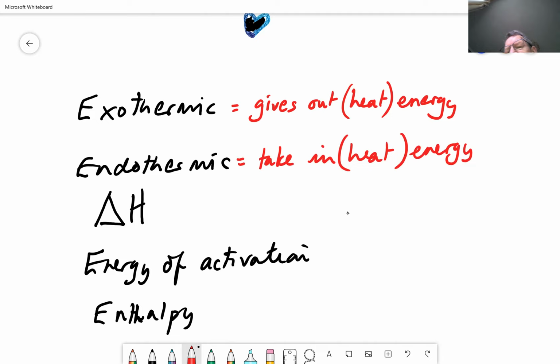So these are definitions which you have to be able to give. This funny symbol here, it is pronounced, it is said, delta H.